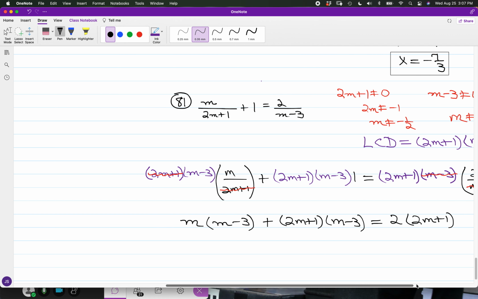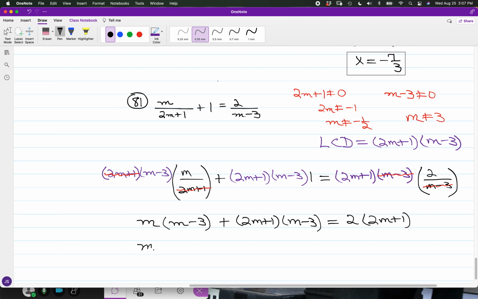And looking at the distributions, you have m squared minus 3m, and FOILing out this pair of binomials, you've got 2m times m, so we have 2m squared. Outside, 2m times negative 3 is negative 6m. Inside, we have 1 times m, which is m. Last product, we have negative 3. And for 2 times the quantity 2m plus 1, this will become 4m plus 2.